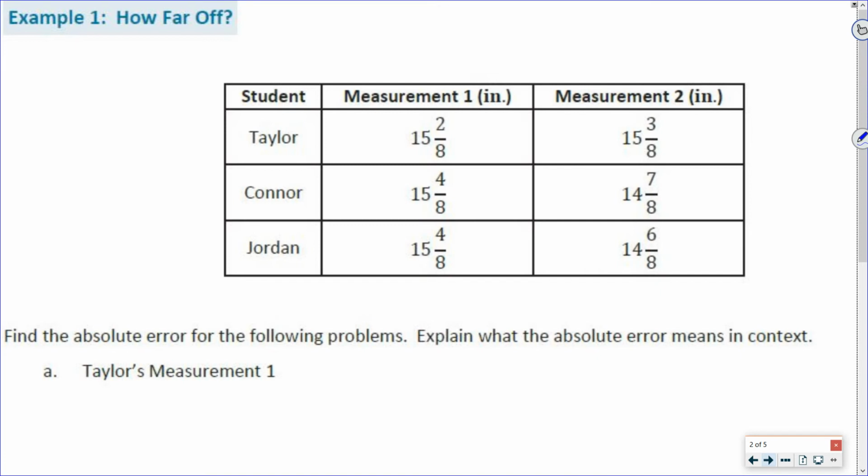One could be off 10 inches, the other's off 8 inches. So we know one's closer than the other, but the question is how much of a percentage are we off compared to what the actual measurement is? Okay?